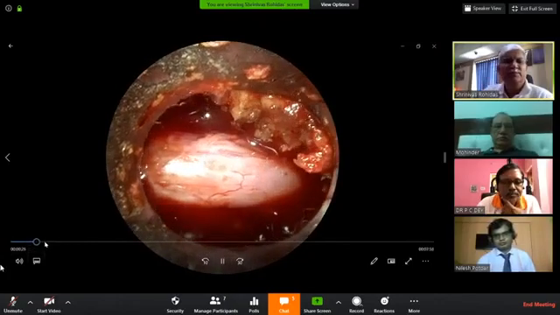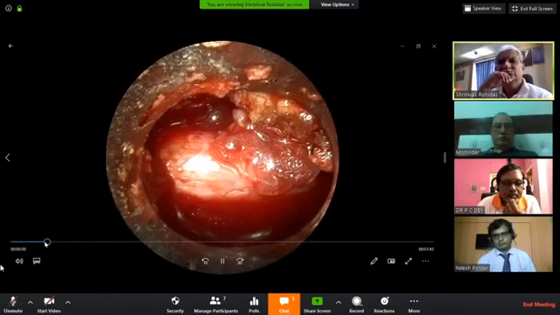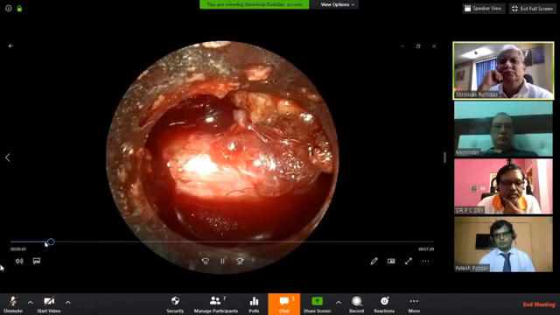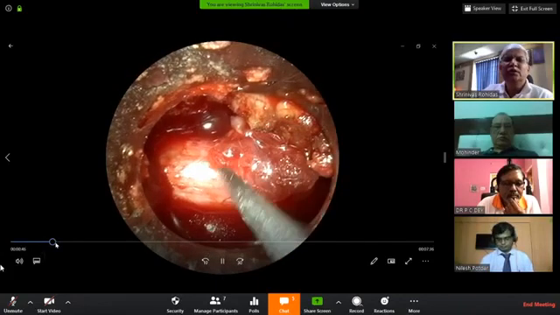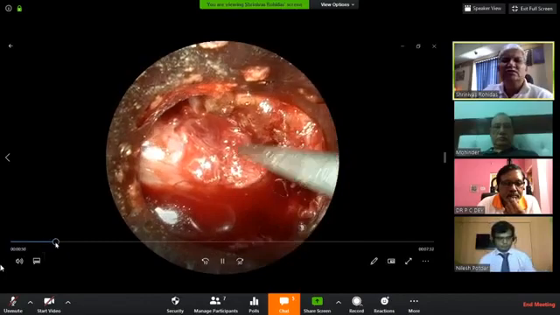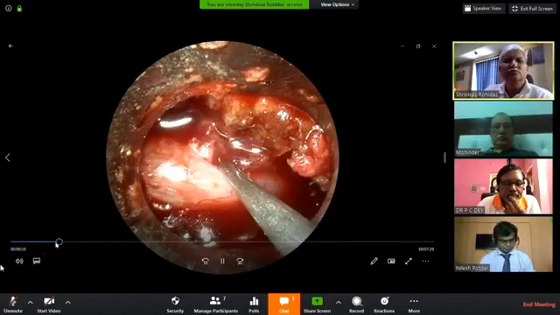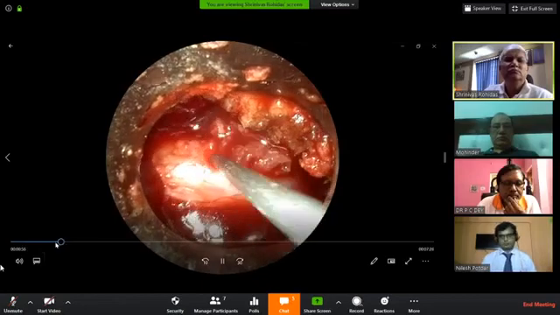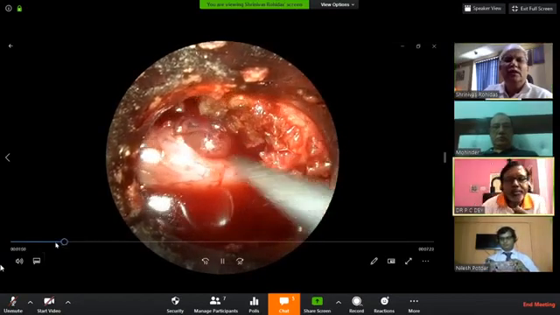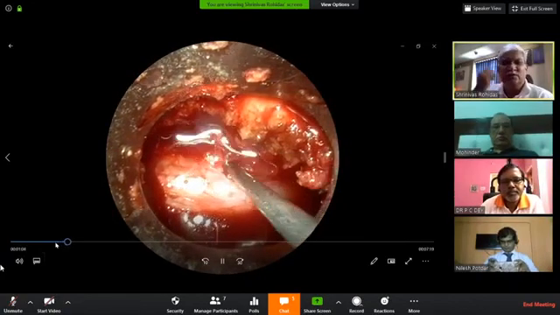I'm using a muscle piece. You have to use a nerve hook, or this is a spinal needle. A spinal needle is always better than the nerve hook because it will not slip. Otherwise, what happens is you have pushed the muscle inside, and with the hook it comes out immediately.